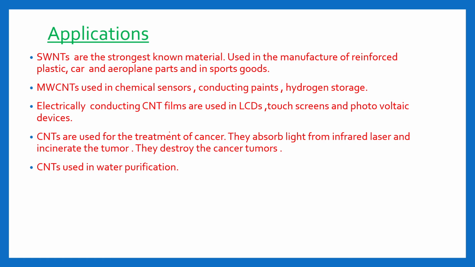Next, one of the applications. Now we are coming to the last part of the carbon nanotubes, that is, applications. If you talk about the applications, these are the strongest known materials. SWNT is nothing but single-walled nanotubes. These are the strongest known materials, so that's why they are used in the manufacture of reinforced plastic, car and aeroplane parts and sports goods.